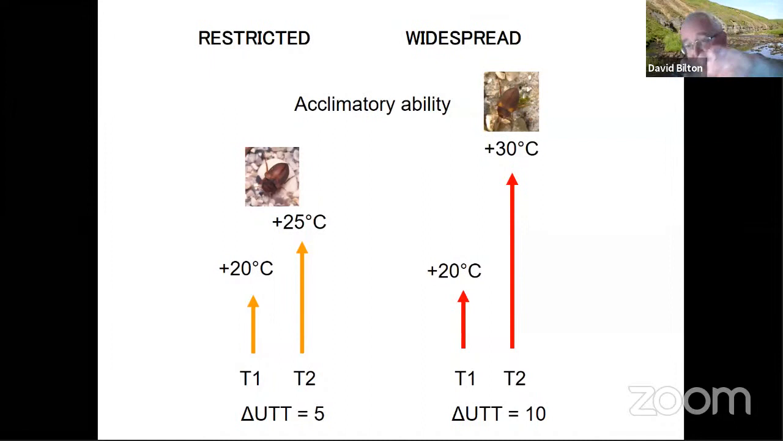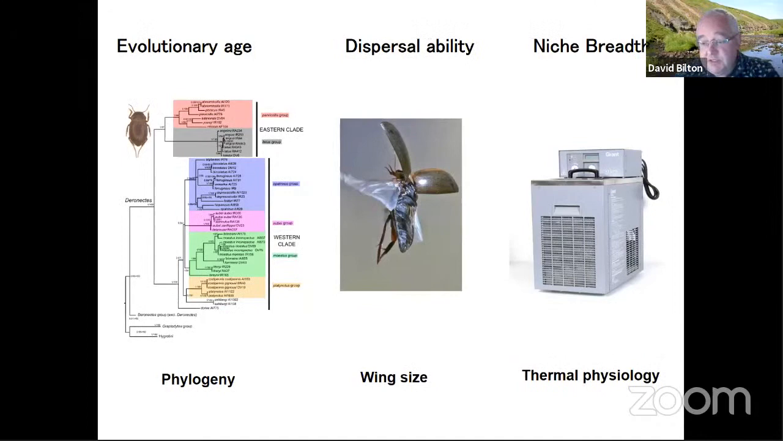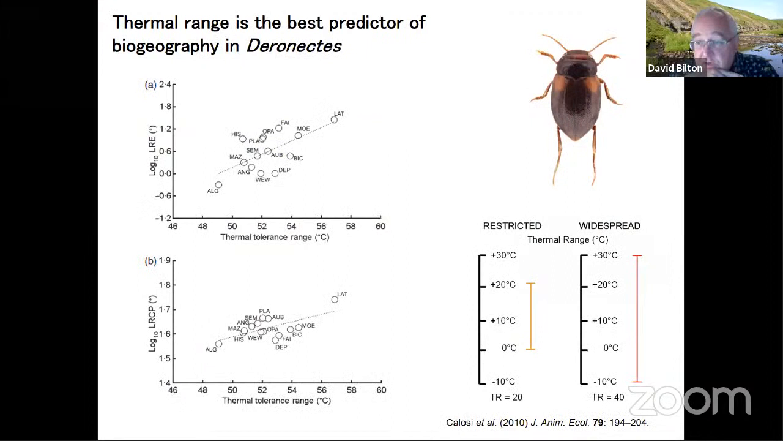So if we integrate these different aspects in our study, what we find in Derenactes, and we found similar things in other genera of water beetles, looking within a single genus living in the same kind of habitat, either running or standing water, is that thermal range is the best predictor of biogeography. Here we've got plots of latitudinal range extent, LRE, at the top on the y-axis versus thermal tolerance range for our different species. And there's a strong positive relationship there.